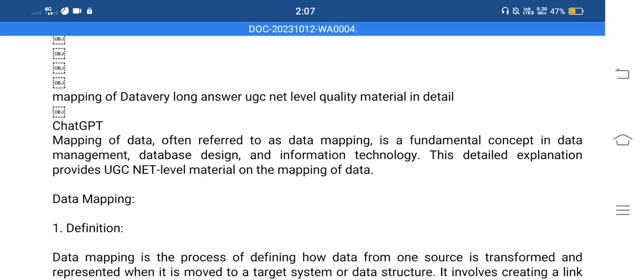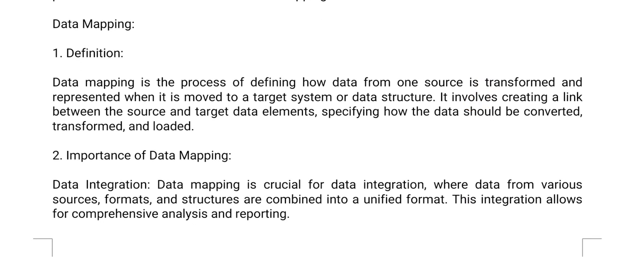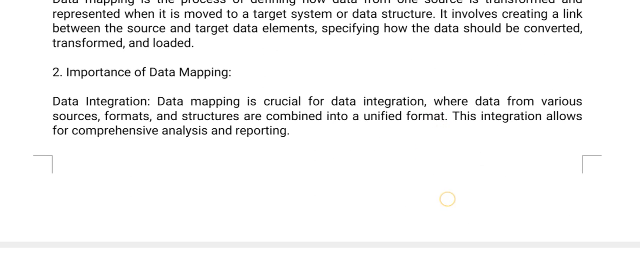Then mapping of data. Mapping of data, often referred to as data mapping, is a fundamental concept in data management, database design, and information technology. Data mapping. Data mapping is a process of defining how data from one source is transformed and represented when it is moved to a target system or data structure. It involves creating a link between the source and target data elements, specifying how the data should be converted, transformed, and loaded. So, importance of data mapping.